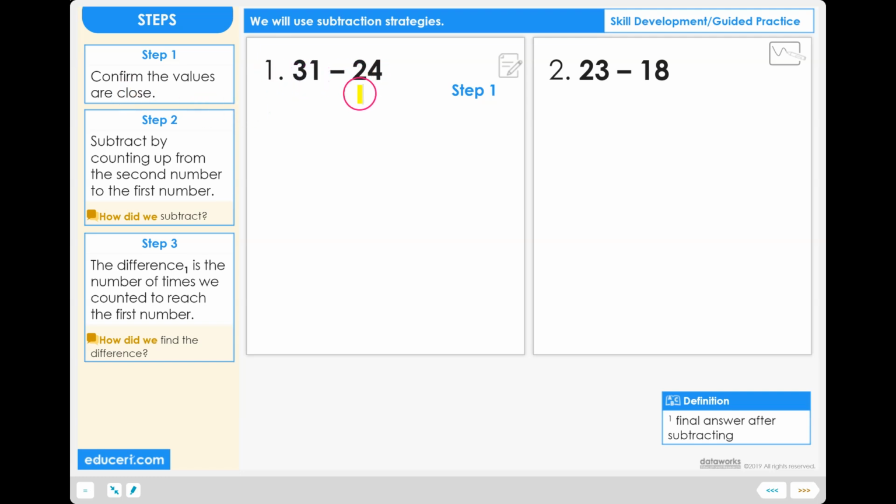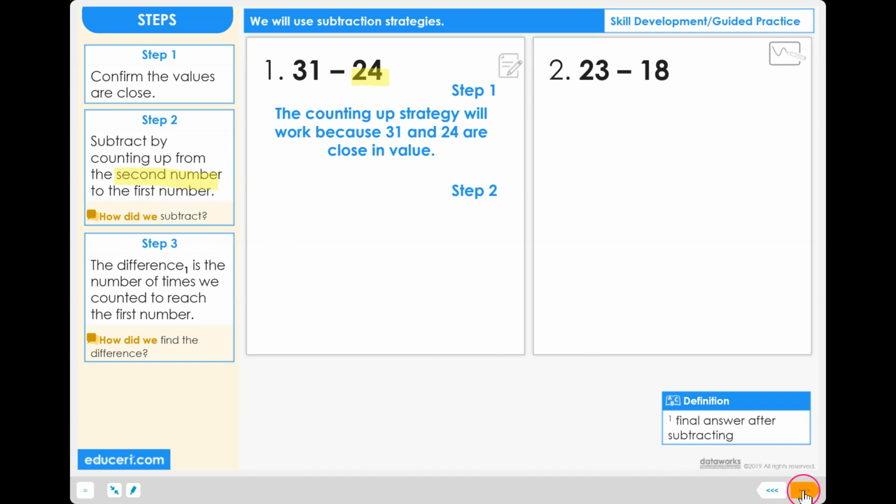This is just a checking step, making sure that 31 and 24 are two values that are pretty close to each other. The counting up strategy will work because 31 and 24 are close in value. Step 2. Subtract by counting up from the second number to the first number. The second number in this problem is 24, and we're going to start from 24, counting up and keeping track until we get to the first number of 31.